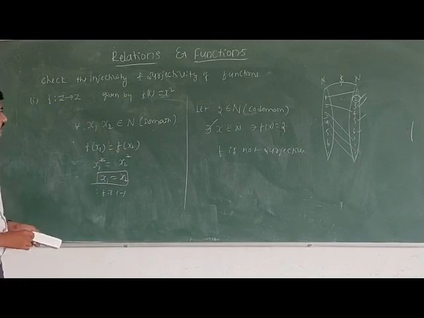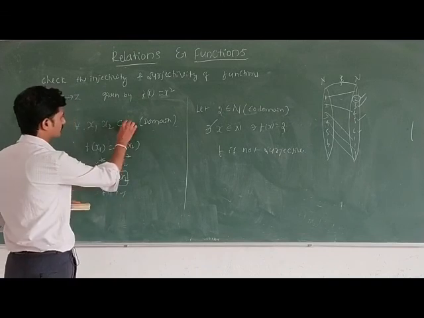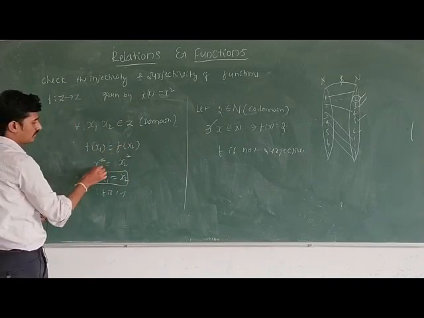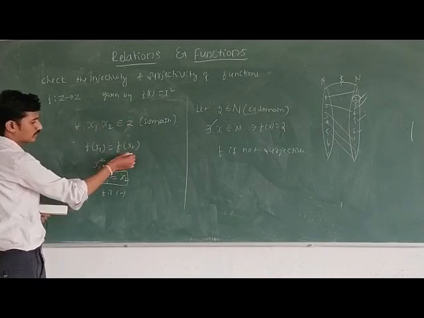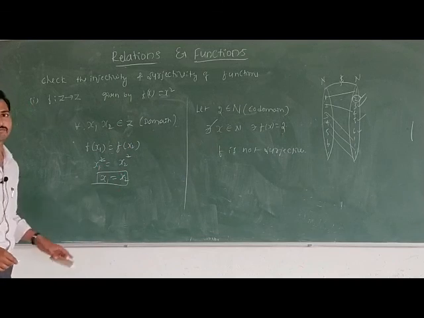Okay, same again: for all x1, x2 belongs to Z, if f of x1 is equal to f of x2, then x1 square is equal to x2 square, x1 is equal to x2, and you conclude f is 1-1.